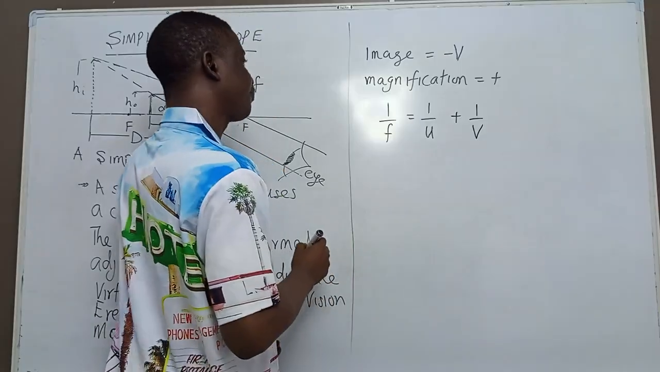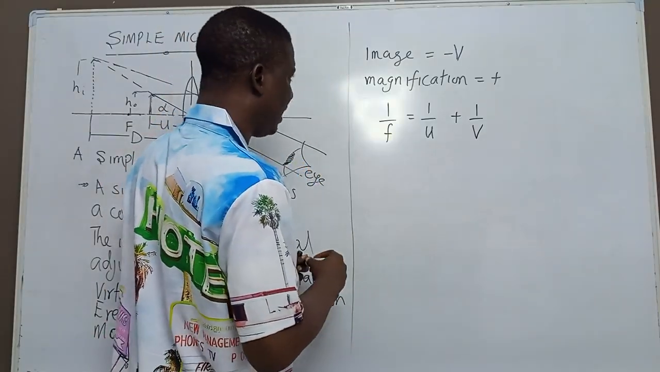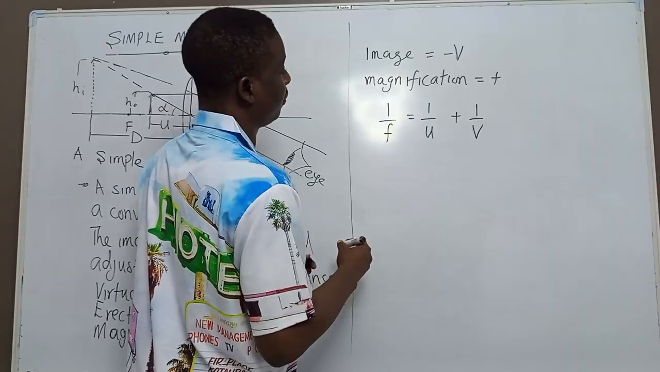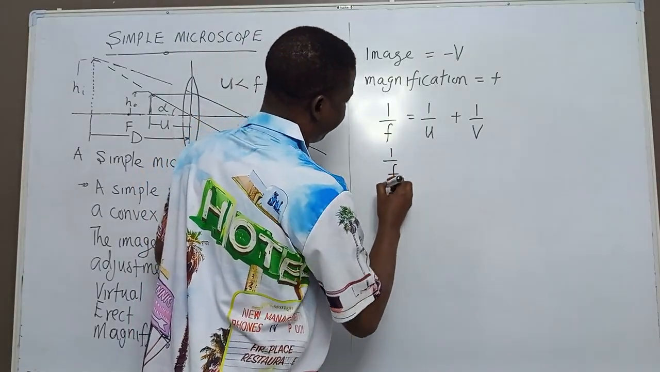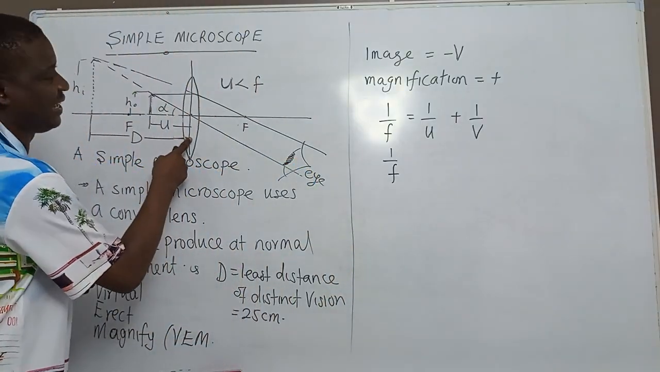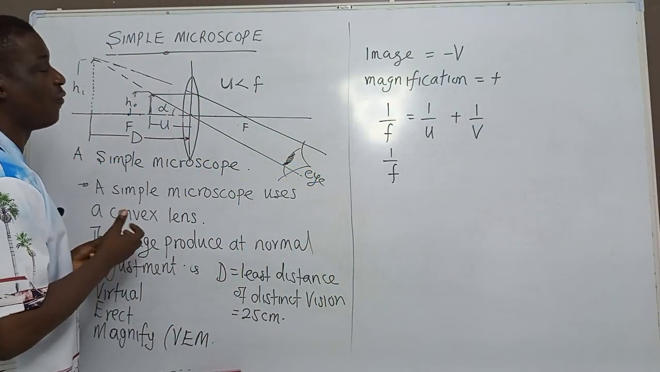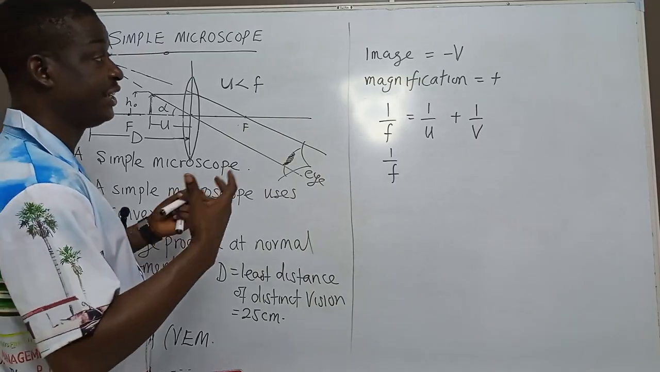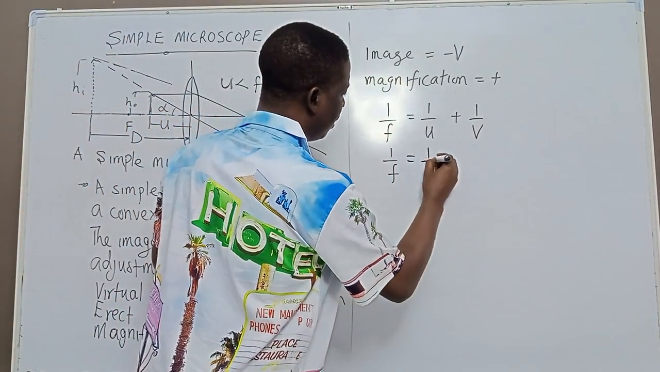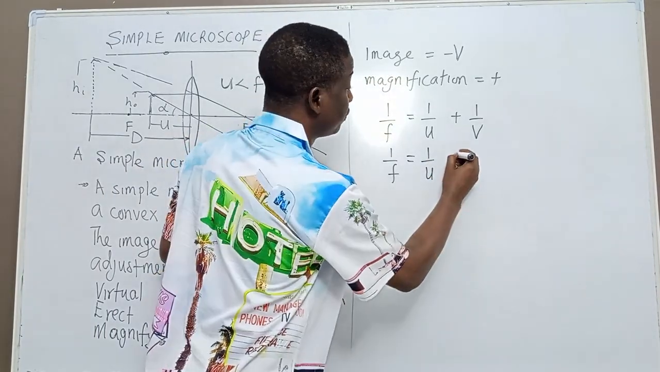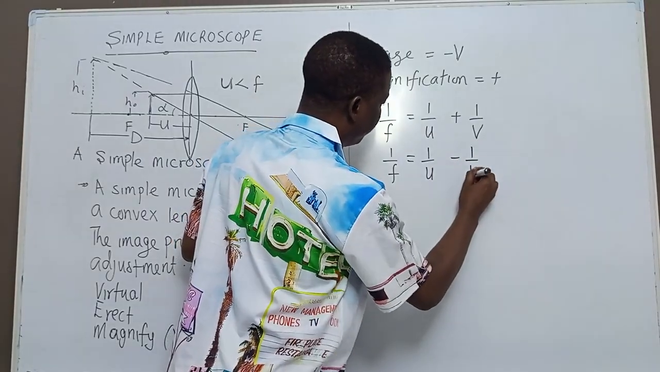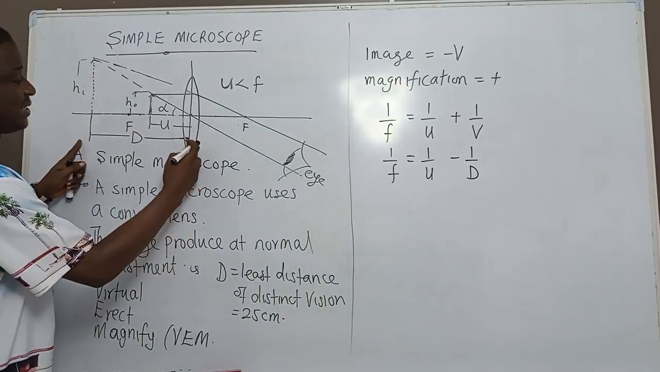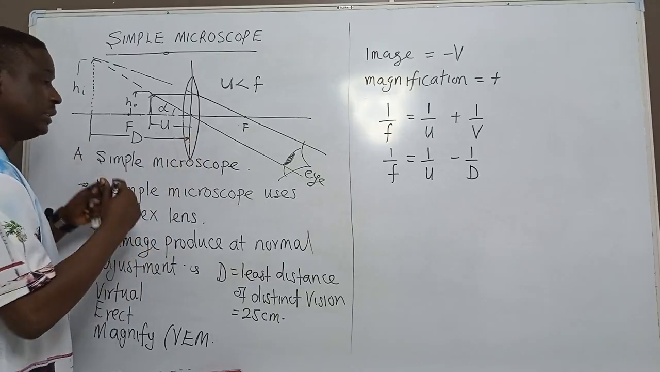Now, 1 over f is equal to 1 over u plus 1 over v. That is the lens formula. Don't forget, f will be positive because we are using a convex lens. A convex lens produces a positive focal length, while a concave lens produces a negative focal length. So we are going to have 1 over u plus minus 1 over d, because we are using a negative image distance, which is the least distance of distinct vision, capital D.